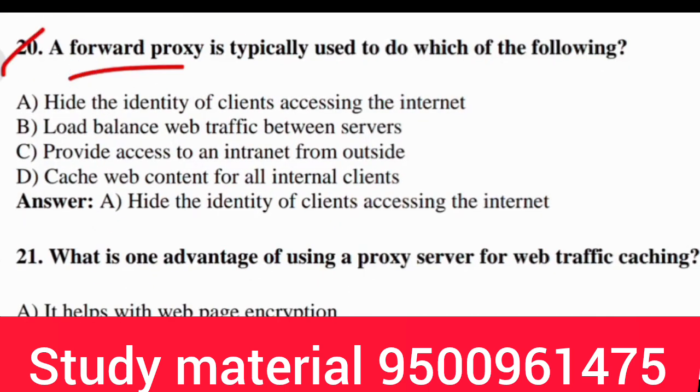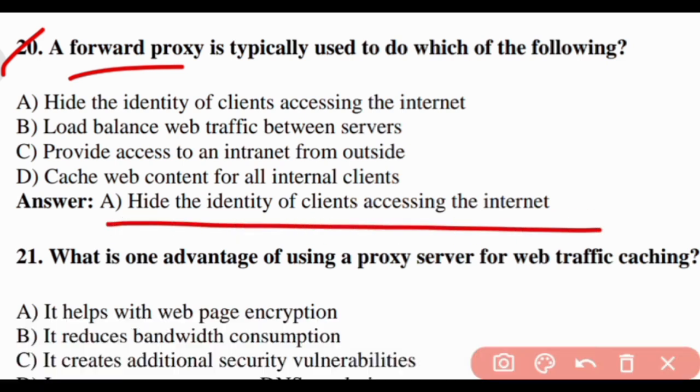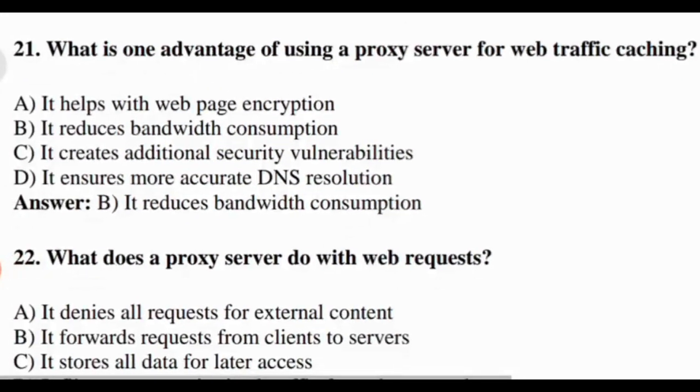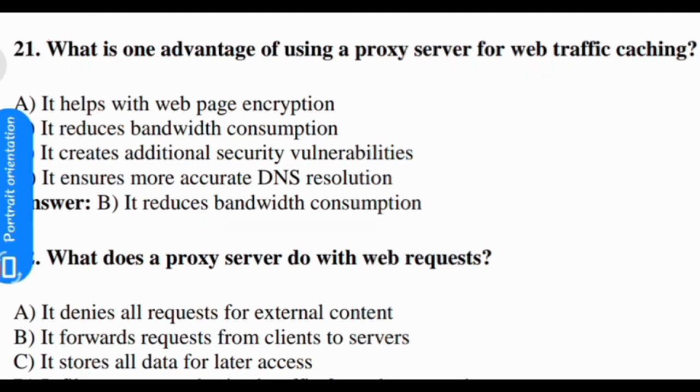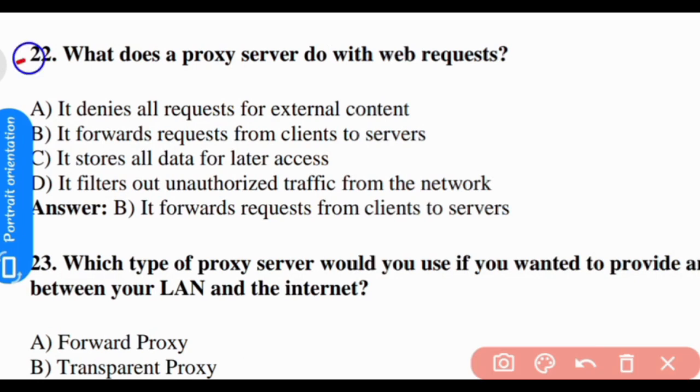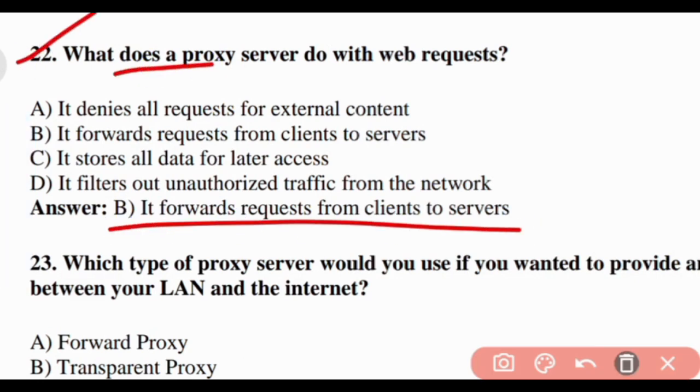A forward proxy is typically used to do which of the following? Hide the identity of clients accessing the internet. What is one advantage of using a proxy server for web traffic caching? It reduces bandwidth consumption. What does a proxy server do with web requests? It forwards requests from clients to servers.